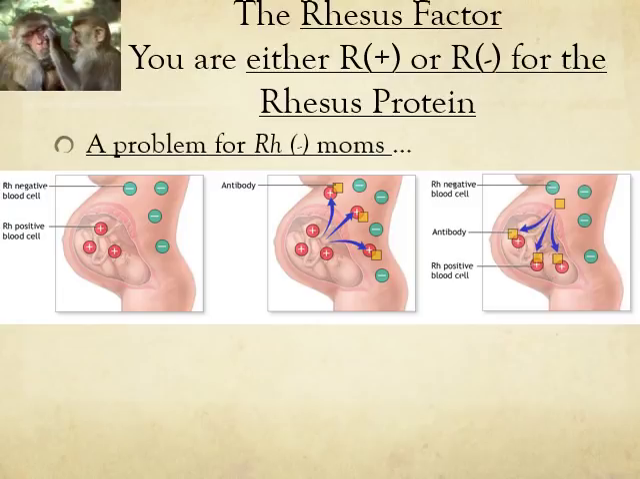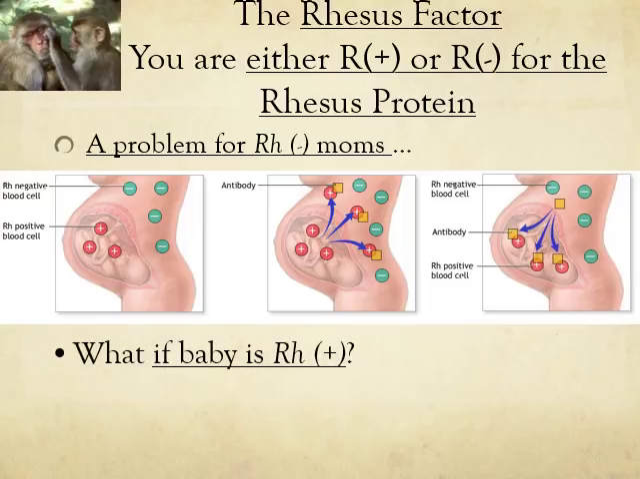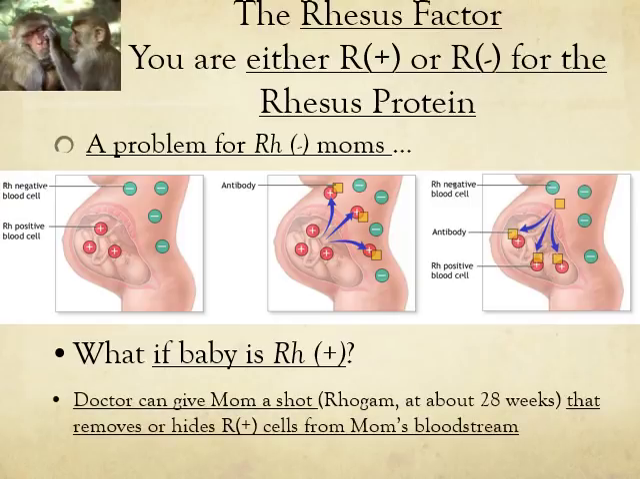Now this can be a problem for mothers that are Rh negative or don't have the protein. So they have the antibodies in their bloodstream. And if the baby is Rh positive, that means that the blood cells of the mother could actually try to attack the blood cells of the baby. So what we can do here is the doctor can go ahead and give mom a shot of something called RhoGAM at about 28 weeks that removes or hides the Rh positive cells from mom's bloodstream, meaning the baby will be safe.